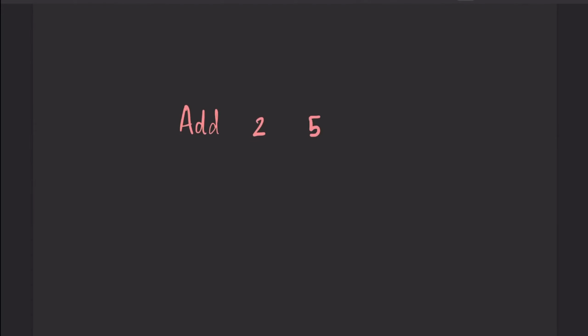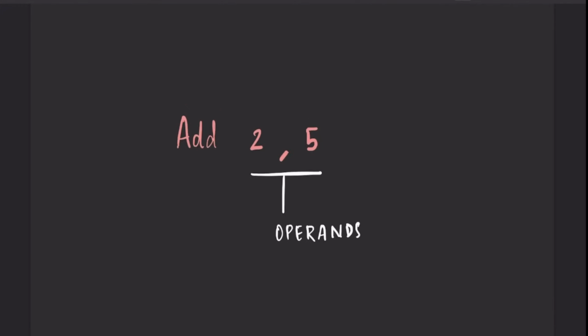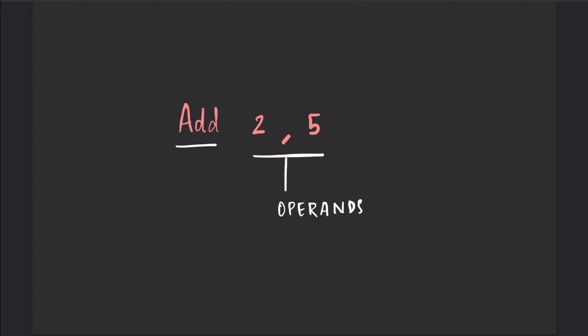Say you give your system an instruction, add 2 and 5. The values 2 and 5 are called operands. By definition, the object and quantity that is operated on is called an operand. Here, add is the opcode. The opcode says what to do with the operands.